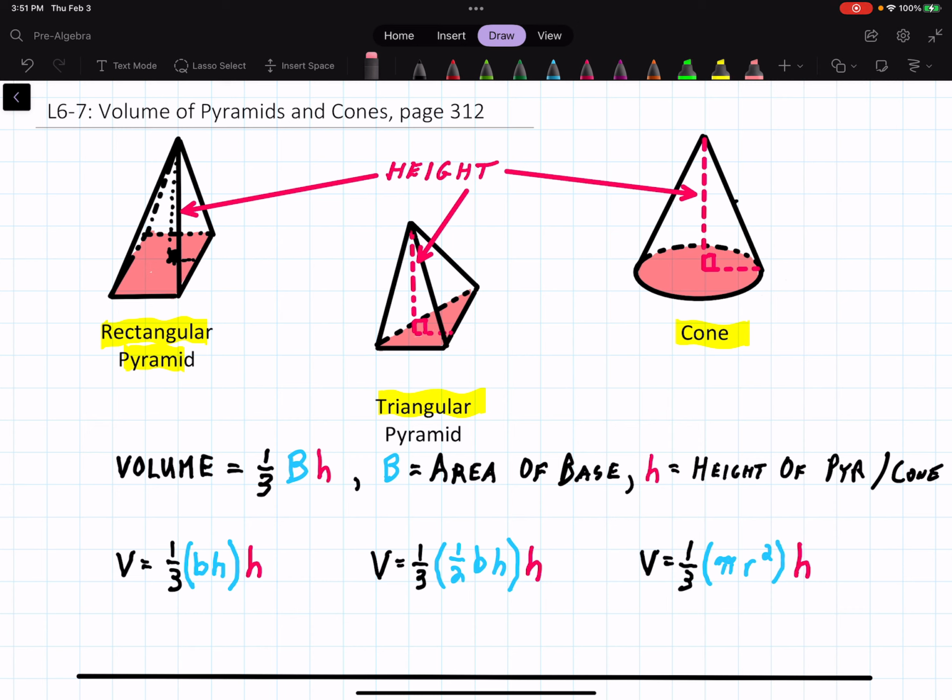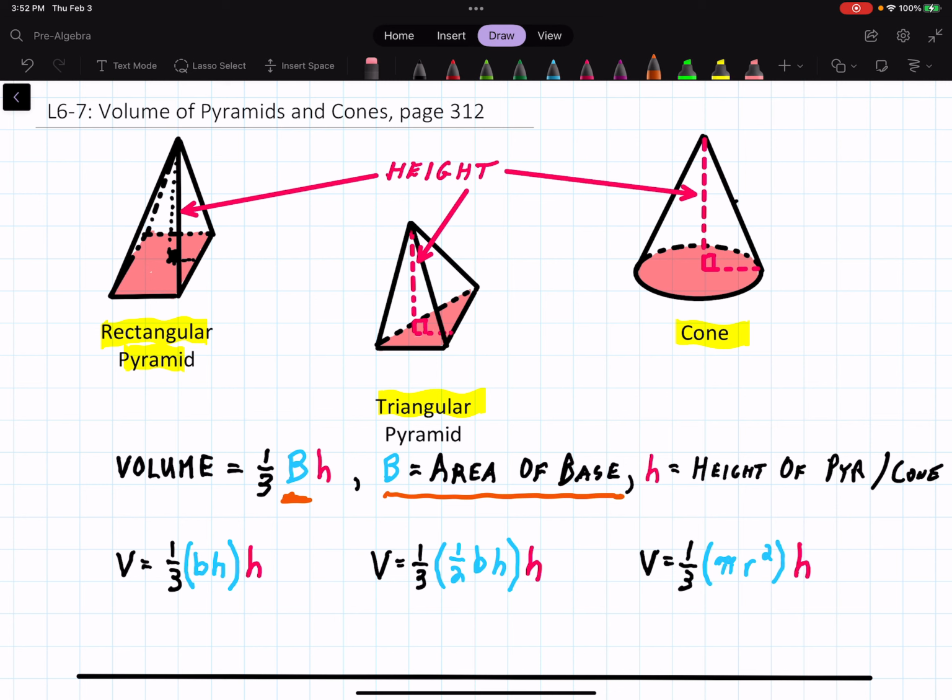When I have any kind of pyramid and or cone, I have a basic formula that says the volume is 1/3 the base times the height. In this case, the base is this blue B right here. I'm going to underline it here. This blue B is the area of the base.